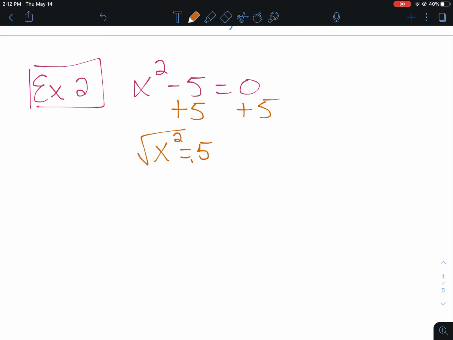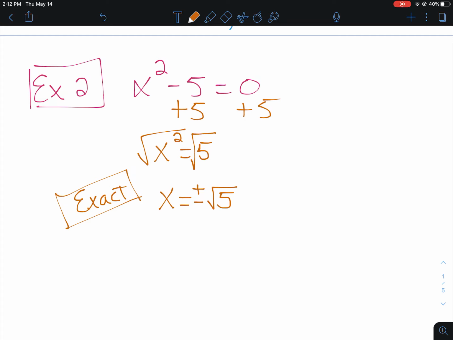Take the square root. And so x is equal to, well, let's think about this for a second. 5 isn't a perfect square. We don't really have a whole number that will be our answer to the square root of 5. So if we want to leave our answer exact, and sometimes your directions will specify that, we're just going to leave it as the square root of 5. And still, because we're taking the square root, we get both the positive square root of 5 and the negative square root of 5. Okay?